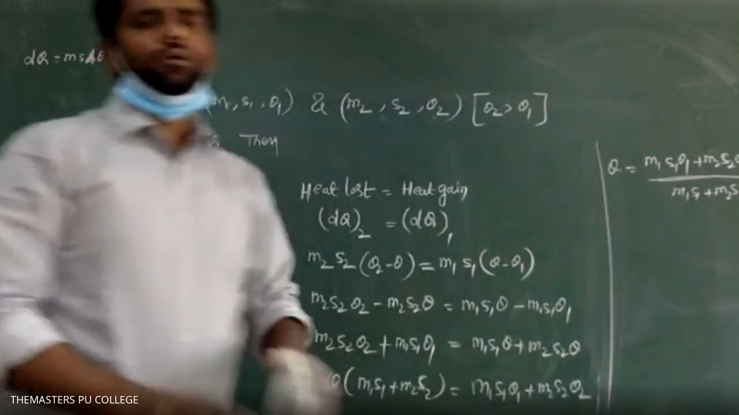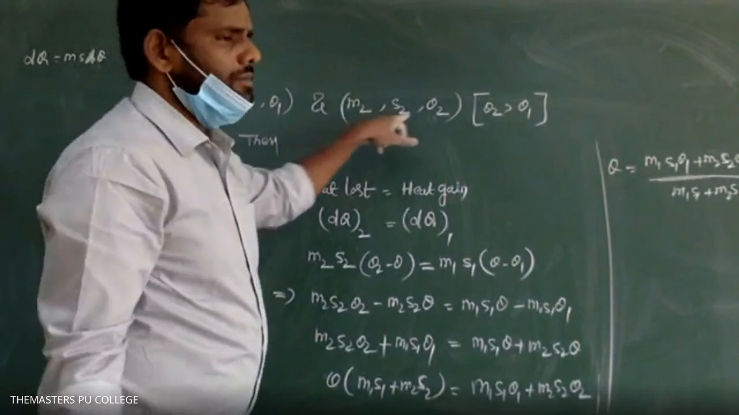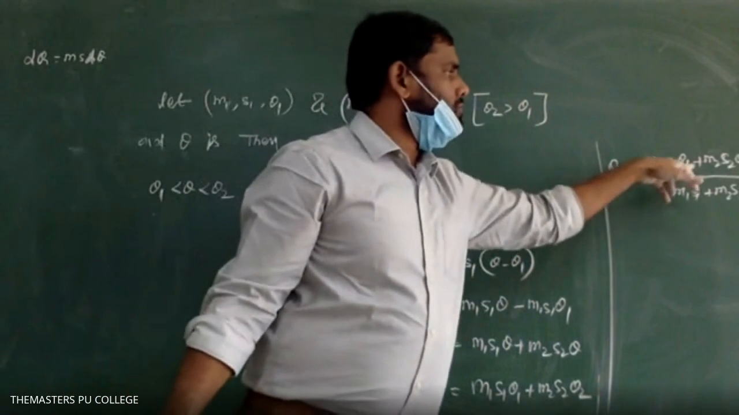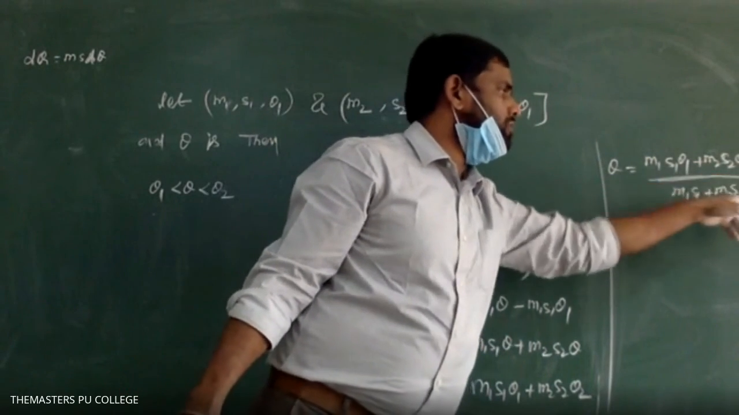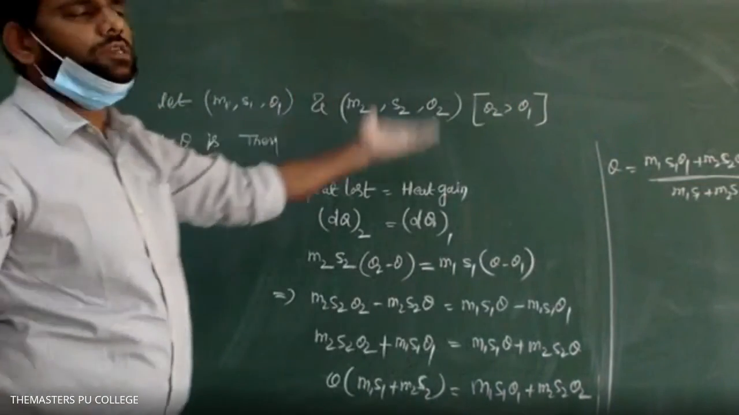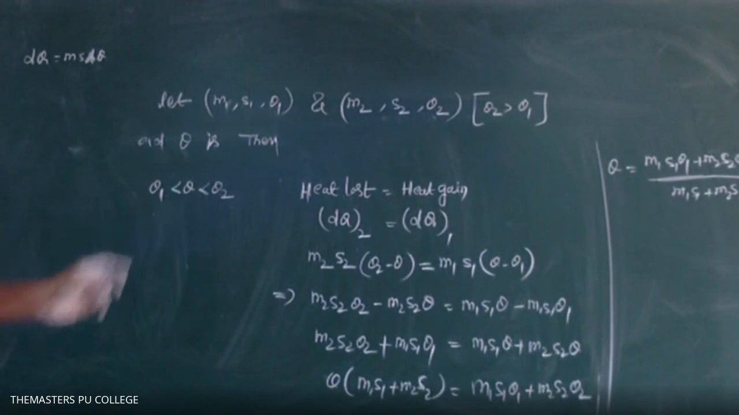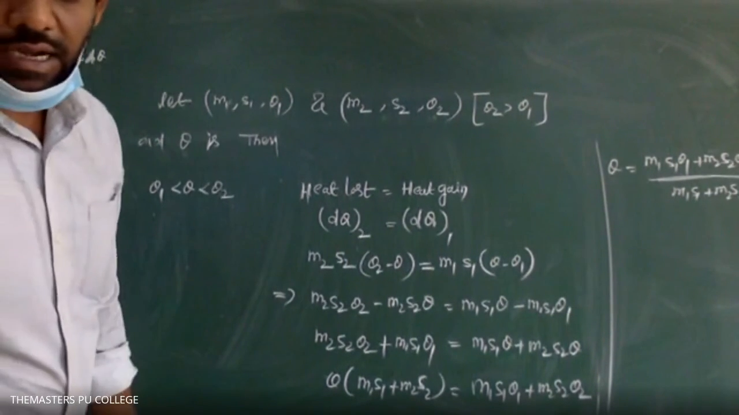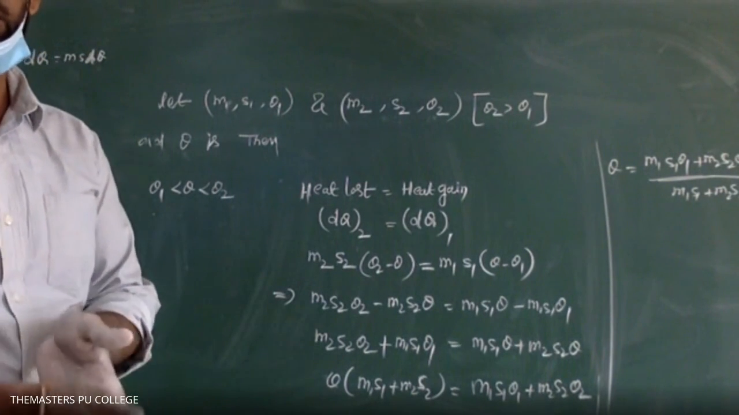So this is about the final temperature of the mixture. For example, if three liquids are there, we get one more term: plus m3 s3 theta 3 in the numerator, and plus m3 s3 in the denominator. Like that, we can use this formula for n number of liquids, n number of substances. So this is about heat loss and heat gain and the principle of calorimetry. With this, theoretically, the concept of calorimetry is completed. Numericals we will solve in the next class.